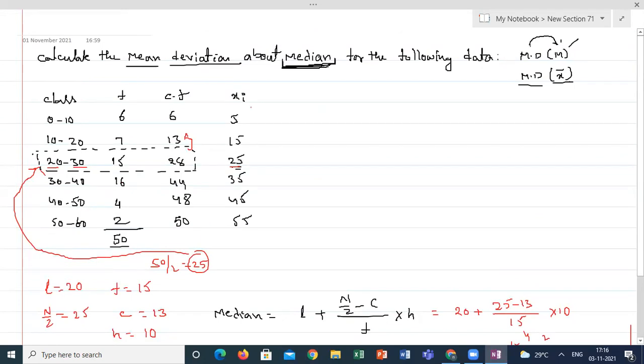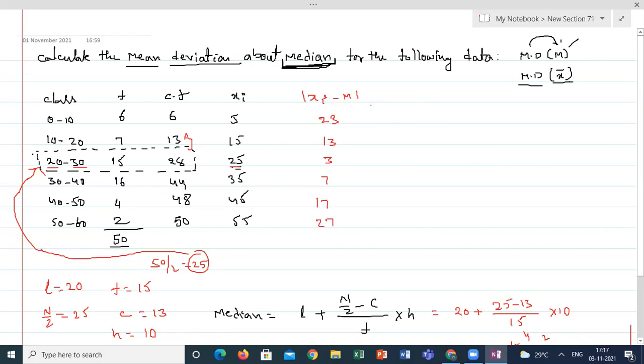So for each and every observation, you have to calculate the deviation, that is the absolute value of xi minus M. 28 minus 5 is 23, then 13, then 25 minus 28 is 3, 35 minus 28 is 7, 45 minus 28 is 17, and 55 minus 28 is 27.